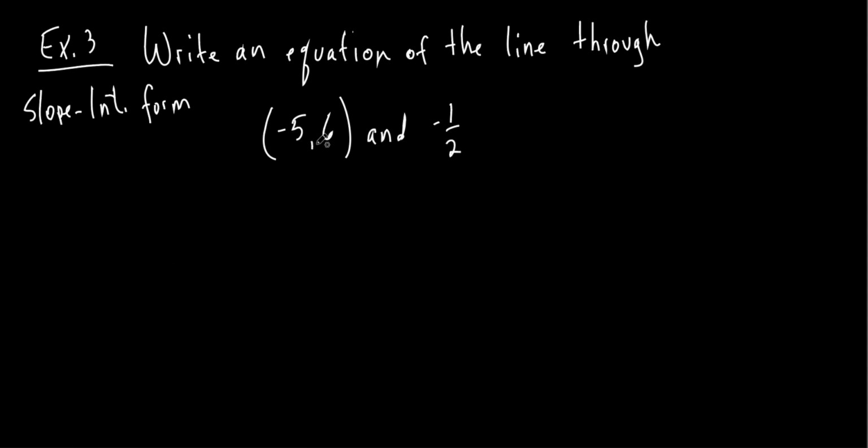Write an equation of a line that goes through this point and has, you know what, I forgot something here. And has a slope. This is a slope. All right, so has a slope of negative 1/2. Everybody write that down? Write the whole thing down. Write an equation of a line that passes through the point negative 5, 6 and has a slope of negative 1/2.